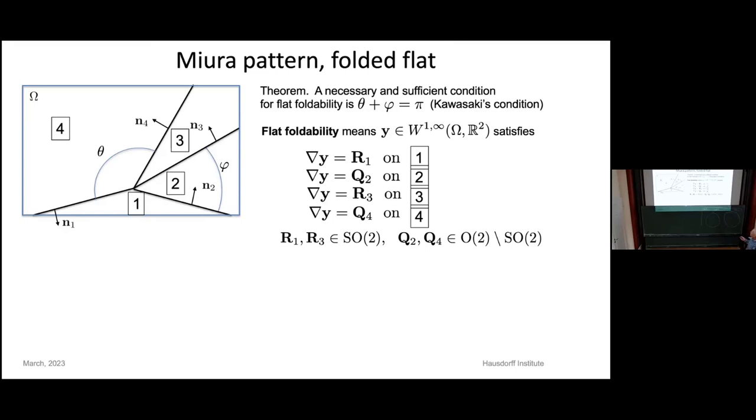And let's suppose the deformation gradient is R1 on region one, and then on region two, I can't put anything else from SO2. I have to put something in the second circle, SO2 times minus 0.001. So I have to alternate back and forth between these two. And so then where can I put these gradients? That's the question.